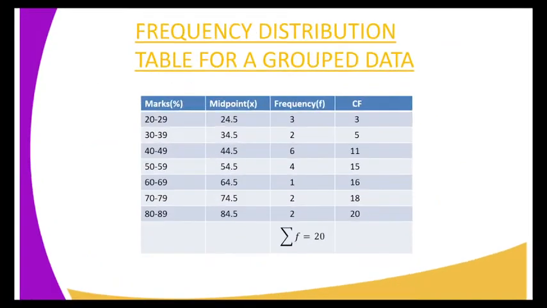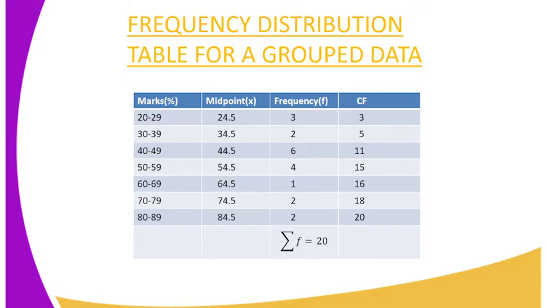On to the calculation, you're supposed to come up with a frequency distribution table here, and it is made up of 4 columns. In the first column, you enter the marks in percentage, in the second column you put the midpoint, the third column is the frequency, and the fourth column is the cumulative frequency.